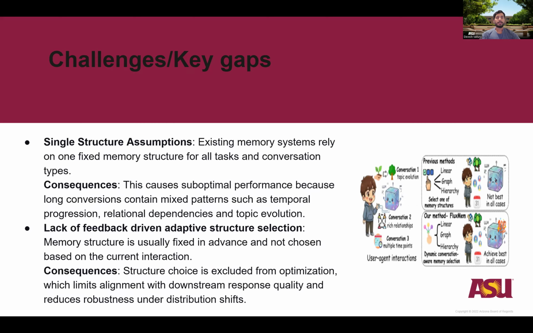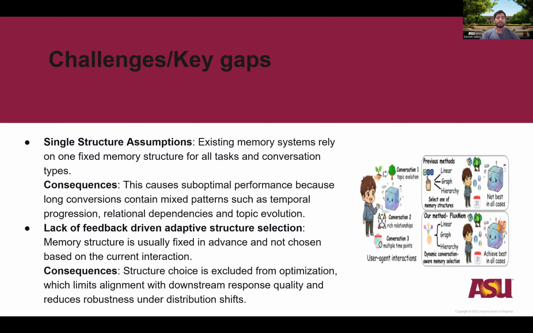So there are two key challenges or gaps in long horizon task spaces. One is the single structure assumption, and the other is the lack of feedback-driven adaptive memory structure selection. In the single structure assumption, the LLM agent is given one fixed memory structure for all tasks and conversation types, and the basic example is RAG. This causes suboptimal performance because long horizon tasks contain mixed patterns such as temporal progression, relational dependencies, and topic evolution. So a single structure can't handle all these things.